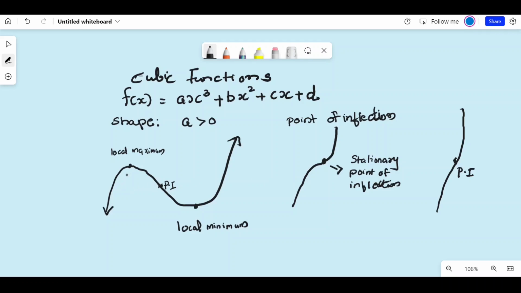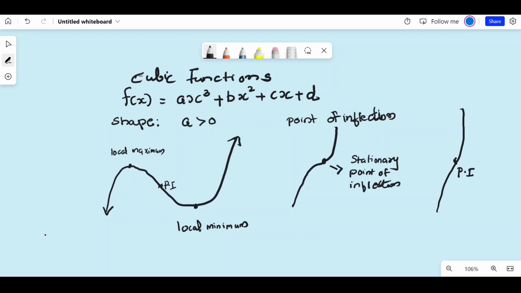Normally 80% of the questions are based on this type of cubic graph, where you have two turning points and one point of inflection. Here, one turning point, one point of inflection. Here, no turning point, only one point of inflection.